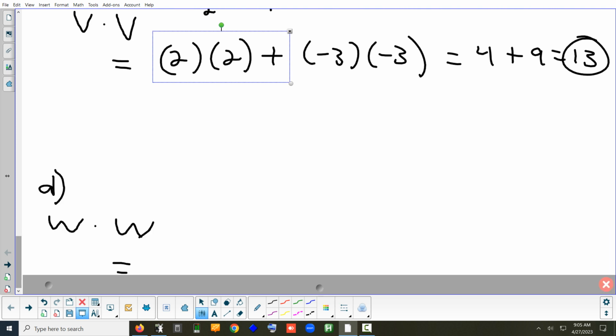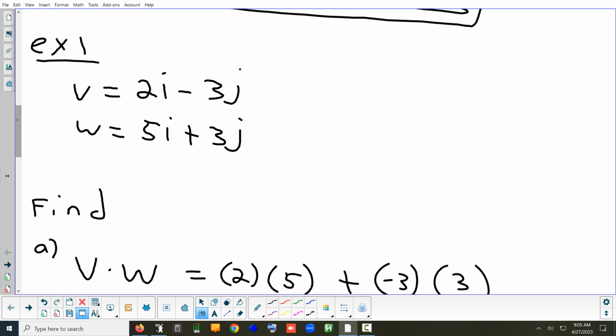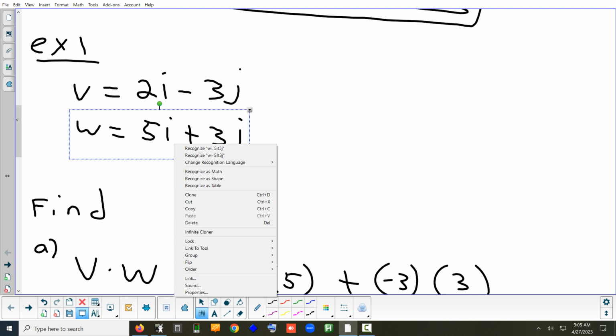All right. How about W dot W? What would be my calculation for W dot W? It would be 5 times 5 and 3 times 3. And what do you do with those two things? Do that together. Yeah. So it's square the 5, square the 3, add them together, and stop.